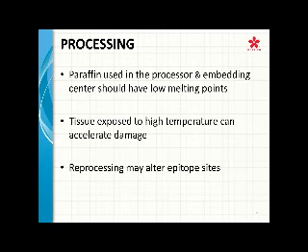So the next slide is processing. And with processing, we really want to make sure that the paraffin in our processors has a low melting point and shouldn't be really high, because if it infiltrates way too fast, that can also cause inconsistent immunohistochemistry staining. And again, you can see tissue exposed to high temperature can accelerate damage, again leading to falsely negative and positive cases.